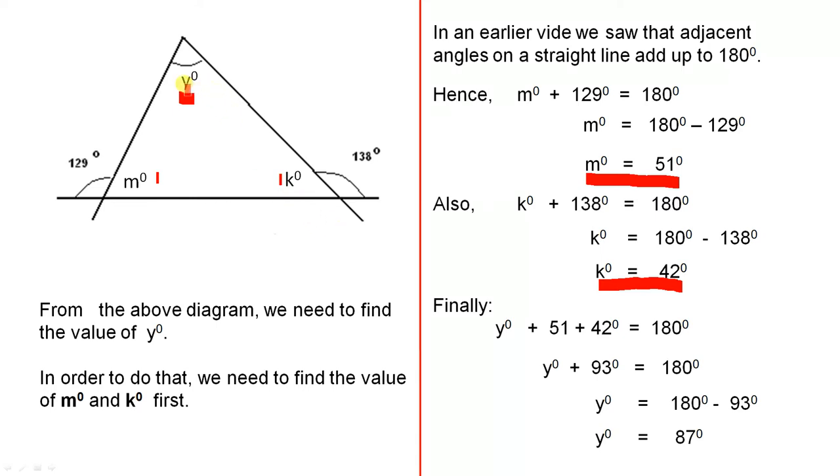So Y plus M plus K must be 180. So Y plus 51 plus 42 is 180. Y plus 93 is 180. So Y is 180 minus 93. So the value of Y is 87 degrees.